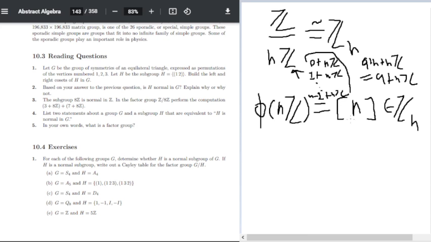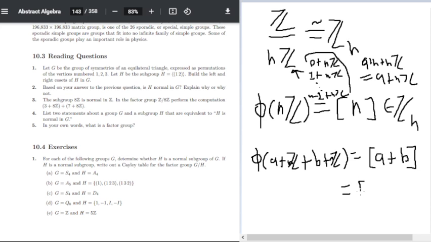Now, it should be obvious, because we're listing from 0, 1, to n minus 1, that this function will be surjective as well as injective. So the main thing to show is that it preserves the group operation. So phi of (a plus nZ) plus (b plus nZ) is equal to a plus b, which is just how we're defining the addition mod n.